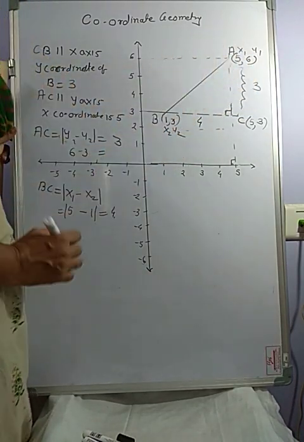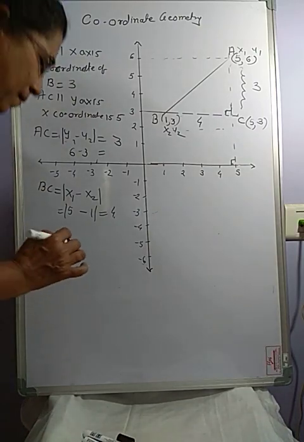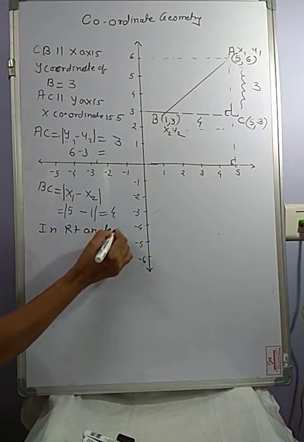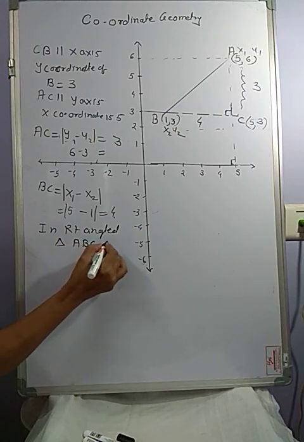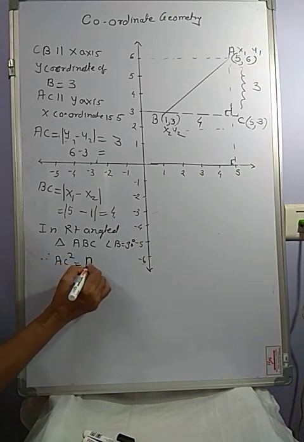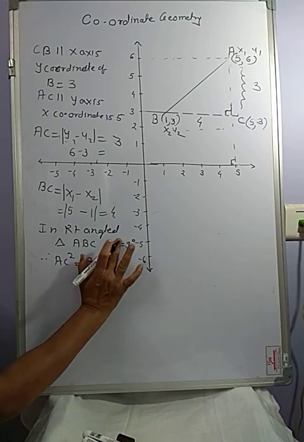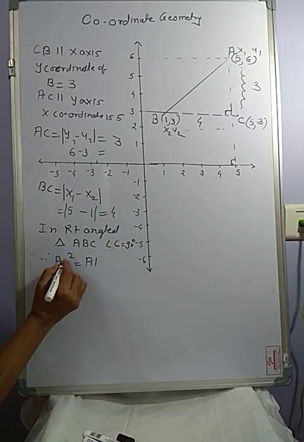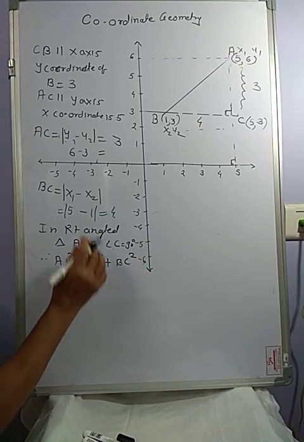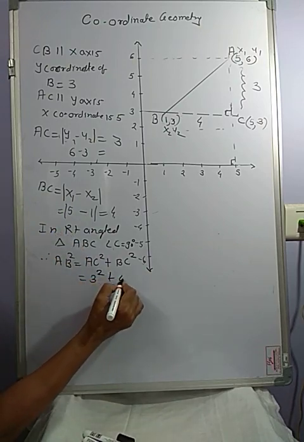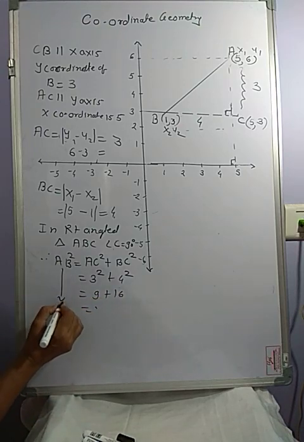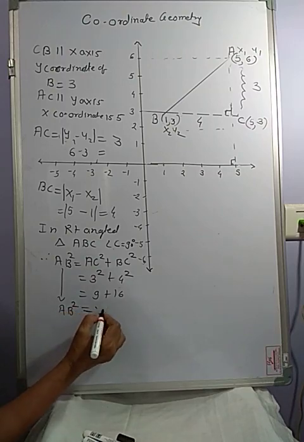Now if it is 4 and it is 3, can you guess AB? Now in right angle triangle ABC, angle C is equal to 90 degrees. Therefore, AB square is equal to AC square plus BC square. That is equal to 3 square plus 4 square, which is 9 plus 16. So AB square is equal to 25.